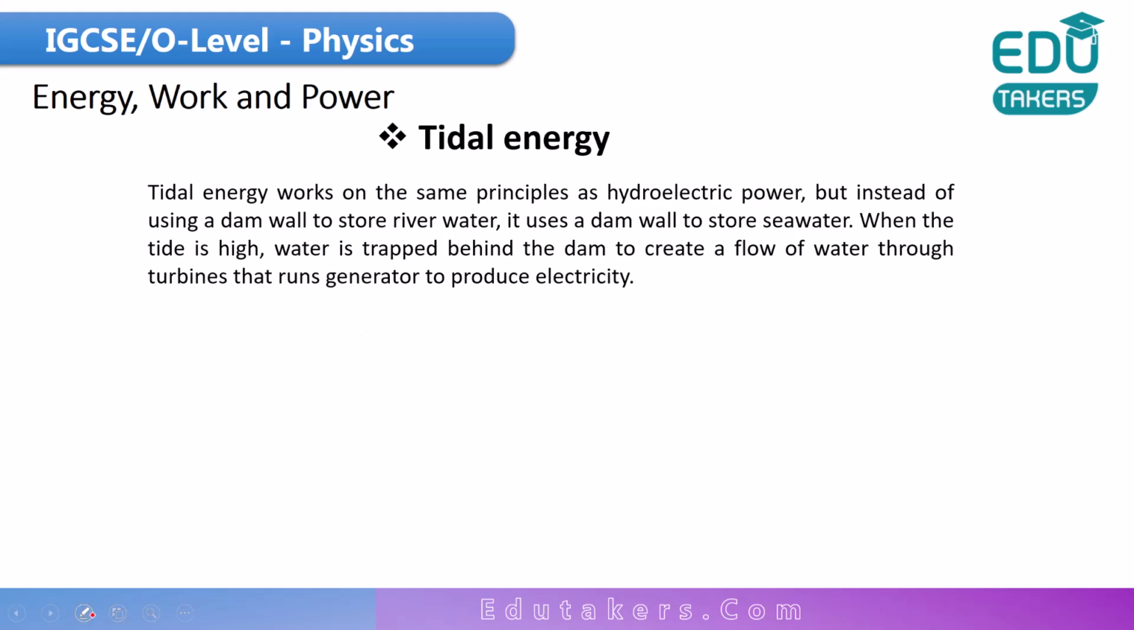The same thing is given here. You can see, tidal energy works on the same principles as hydroelectric power, but instead of using the dam wall to store river water, it uses a dam wall to store sea water. The only difference is that in hydroelectric power we use river water, but here we use sea water. When the tide is high, the water is trapped behind the dam to create a flow of water through the turbines that runs the generator to produce electricity. In this way, you can easily produce electricity.